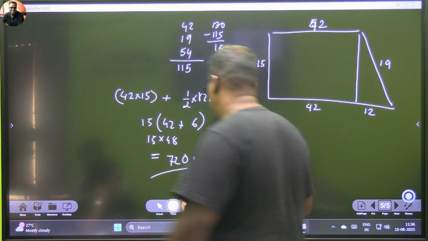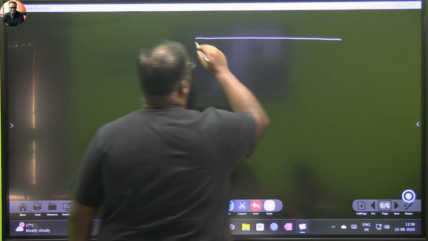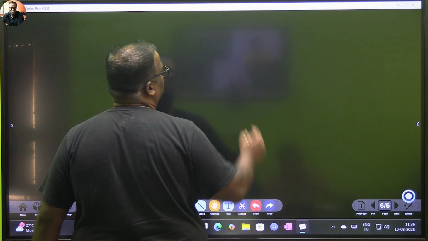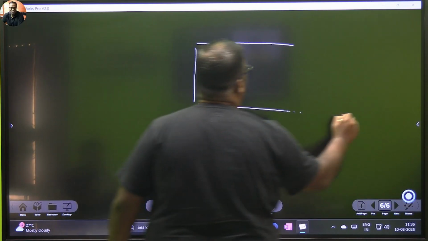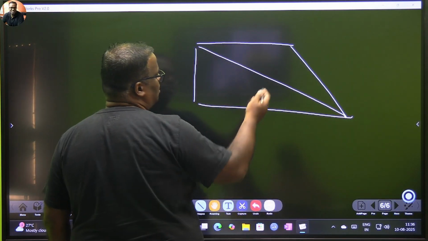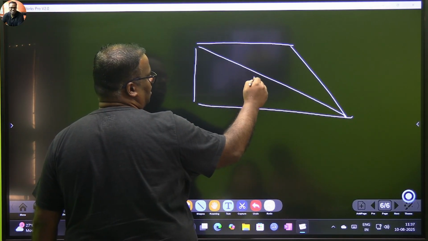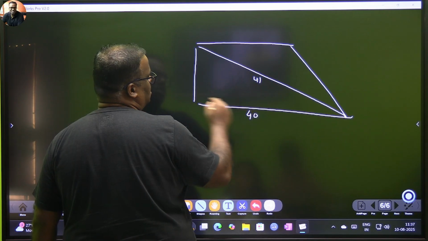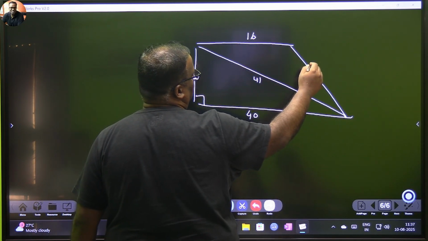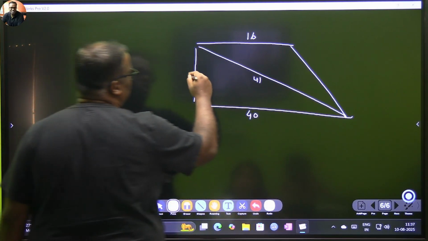The 10th one is something like this. They have asked you to find out what? The area. What are the measurements? Abhigya, how much is this one? 40. How much is this one? 40. This is 90 degrees. This measurement is not there, not required also. So we just need this measurement. How to find this measurement?